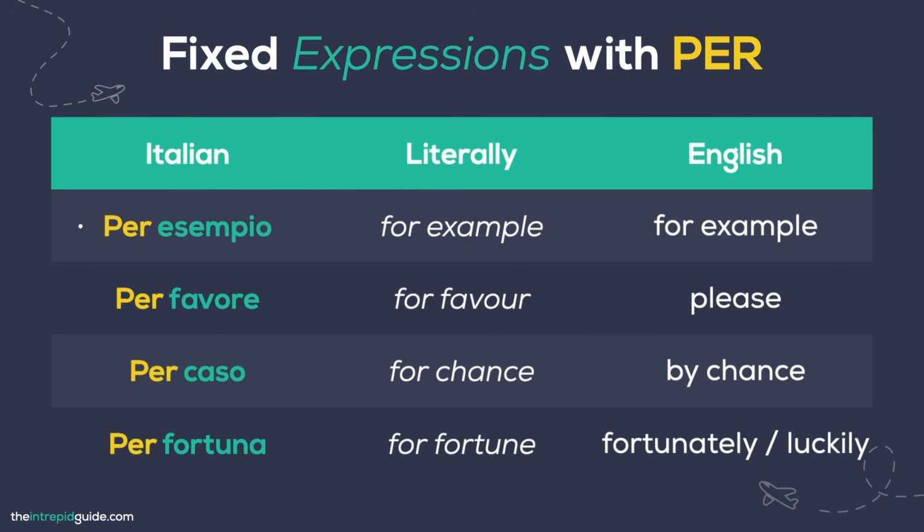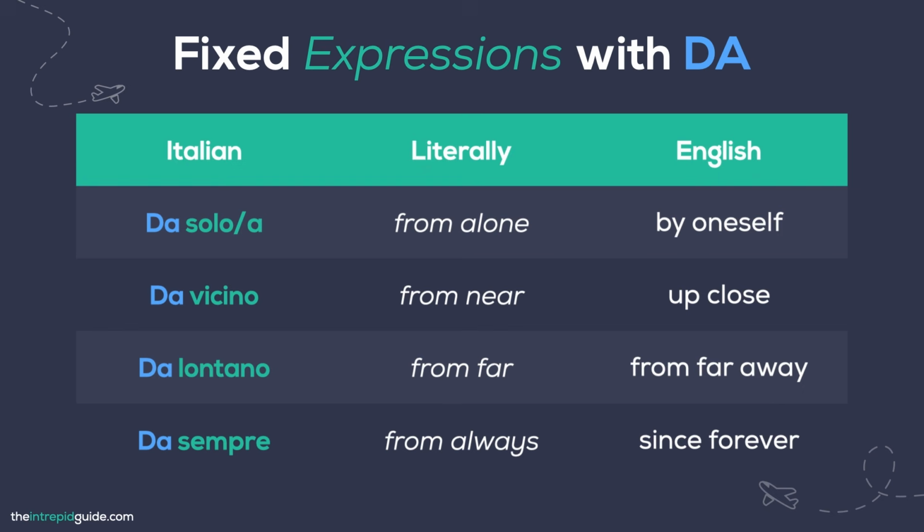Here are some common ones that use per. Per esempio, for example. Per favore, please. Per caso, by chance. Per fortuna, fortunately, luckily. Now here are some ones that use da. Take a look. Da solo, sola, by oneself. Da vicino, up close. Da lontano, from far away. Da sempre, since forever.